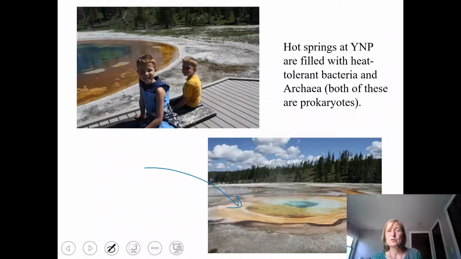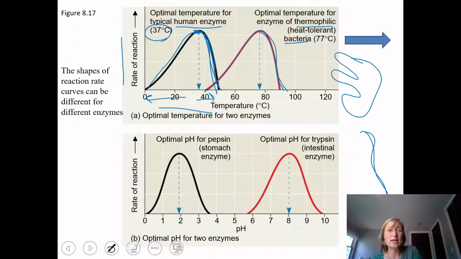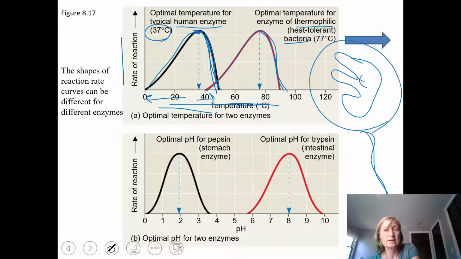These pools are filled with bacteria and archaea and algae that are tolerant to heat. When we look at their enzymes, they function at much higher temperatures than do ours. So the optimal temperature for a thermophilic bacteria might be 77 degrees Celsius or 85 degrees Celsius. Their enzymes can stay stable, in a stable shape, under hot conditions. But eventually, those enzymes can also denature. Okay, so that drop in the curve there is from denaturation.